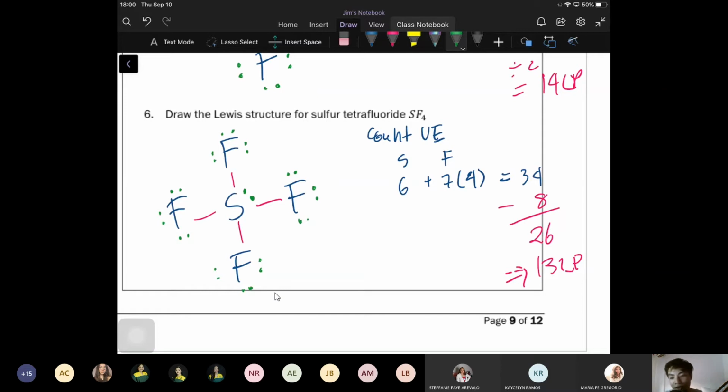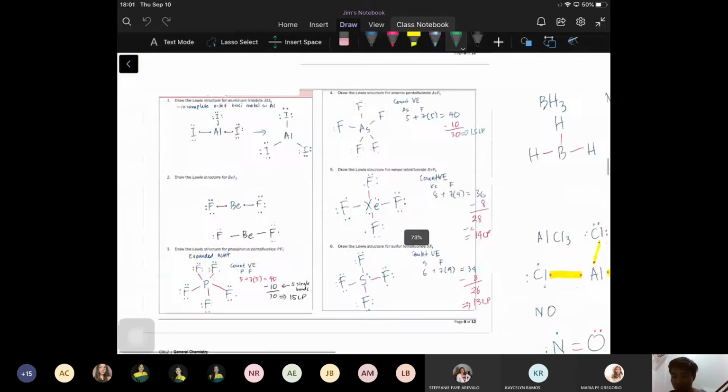Okay, so we're pretty much done with the violations ng octet rule na. That means malapit na tayo matapos. No? Teka lang, buksan ko lang ilaw. Ayan, para ako nasa langit yan. Ayan, so we're done with the violations sa octet rule.